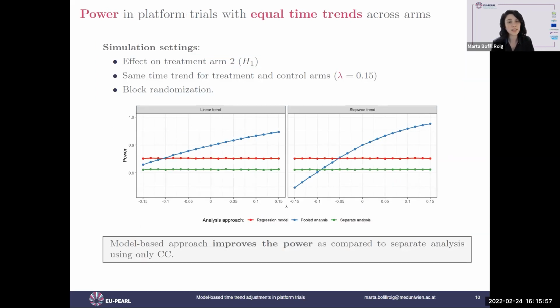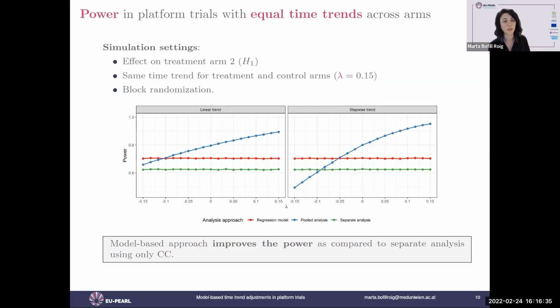We start investigating the power in trials with equal time trends across arms. Therefore, we consider that there is an effect on arm 2 and that the strength of the time trend, that is to say the parameter lambda, is equal for all arms. Also, we consider that the patients were randomized using block randomization. In the following figures, we illustrate the power of testing arm 2 versus control depending on the pattern of the time trend and according to the strength of the time trend, which we vary. So we are considering different values for these slopes and jumps that I was talking about before.